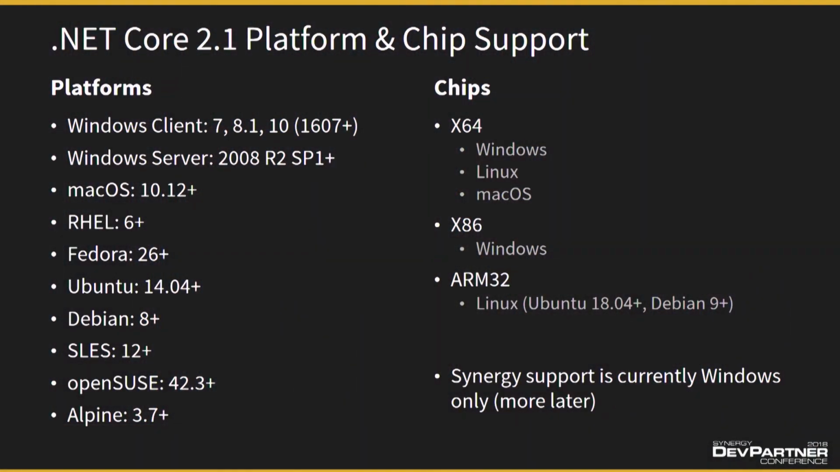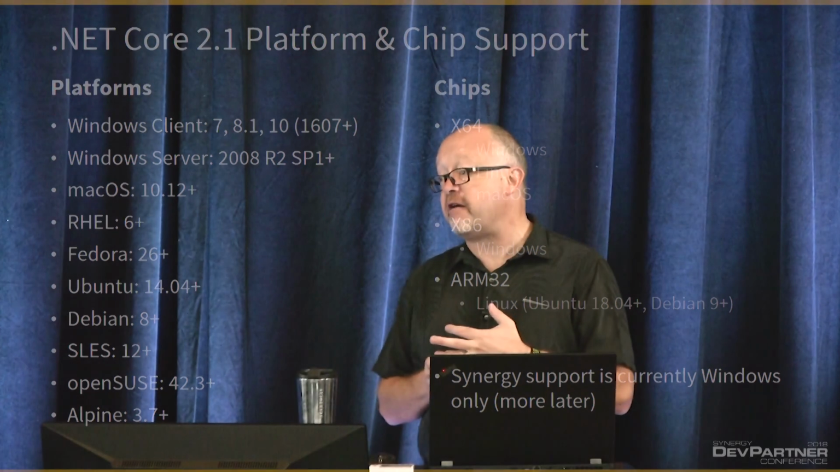.NET Core platforms and chips. So .NET Core is currently supported in the current version on the platforms listed on the left of the slide there. So from Windows to Mac OS to various Linux platforms and so on. It's supported on x64 chips on Windows, Linux, and Mac OS. It is supported on x86 on Windows, not that that's particularly important for many people these days. It is supported on ARM on Linux.